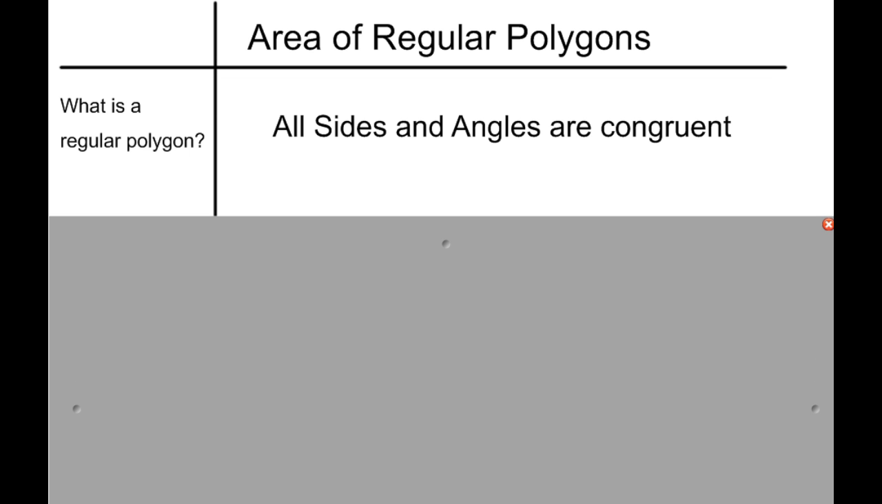First thing we need is a refresher on what it means to be a regular polygon. A regular polygon has all sides and angles congruent to each other. Make sure you remember that: all the angles and all the sides are congruent.